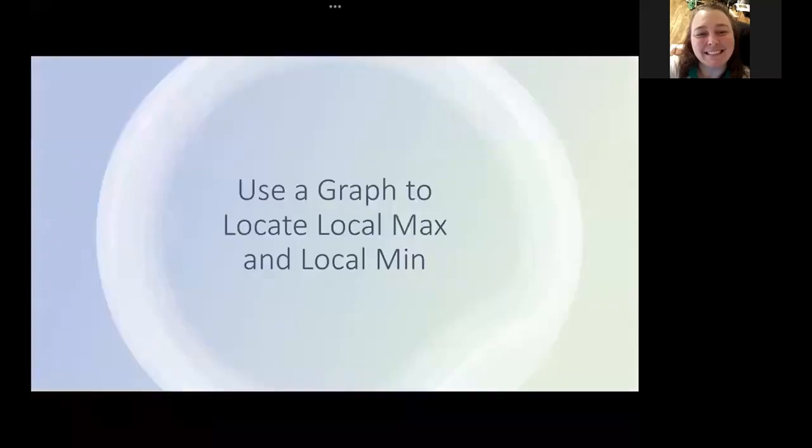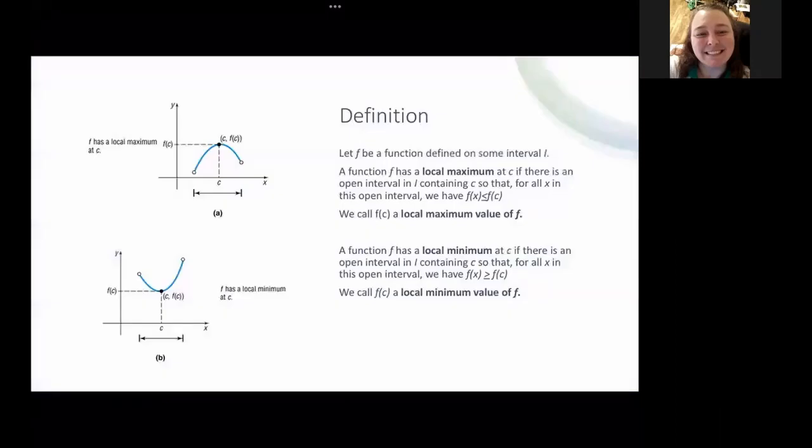So let's now move into looking at local max and min. Let's look at the definition first. Let f be a function on some interval. So we've got something somewhere. A function f has a local max at c, and our c is here, if there's an open interval L containing c, so that for all x in the open interval, f of x is less than or equal to f of c.